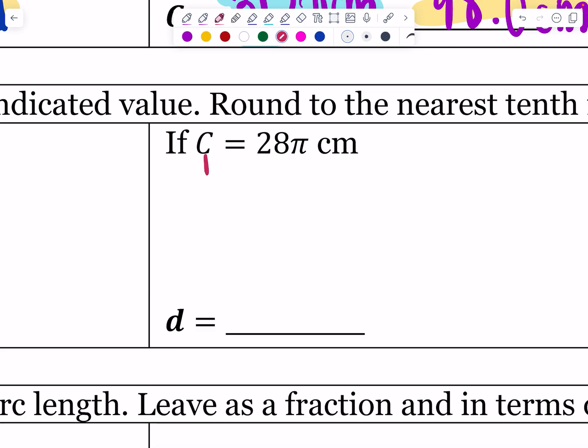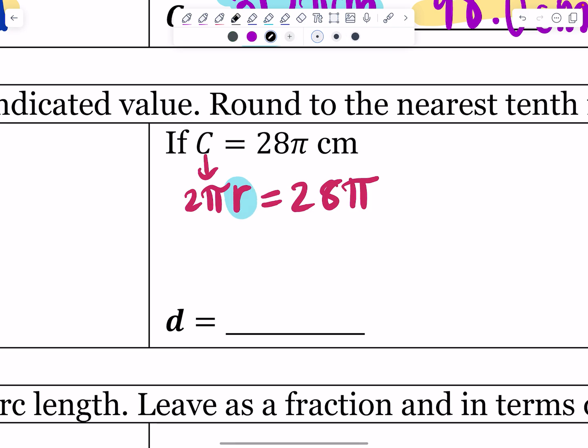Circumference equals 28 pi, so I'm going to plug in 2 pi r, which is my formula for circumference. That is equal to 28 pi. We want to find what our radius is, so I'm going to divide by 2 pi on both sides. The 2 pi's cancel out, and then the pi cancels out. What is 28 divided by 2? That gives me a radius of 14.